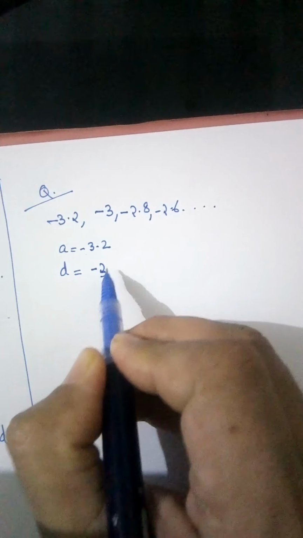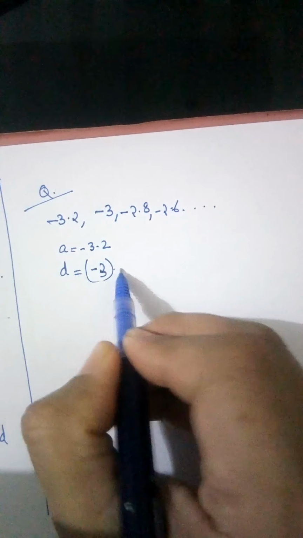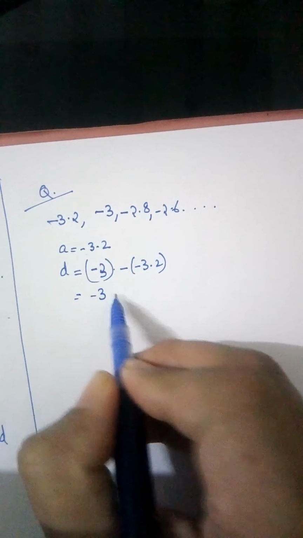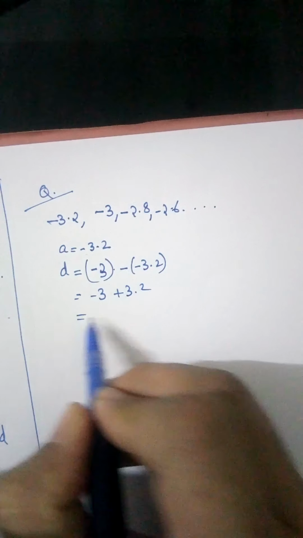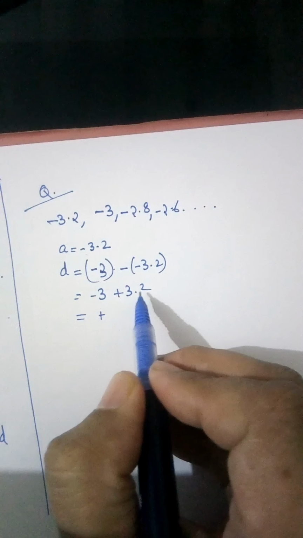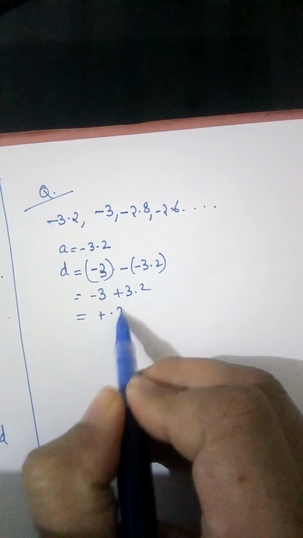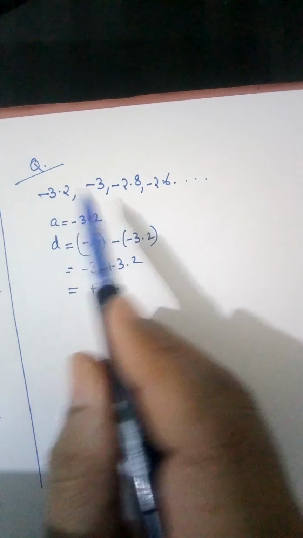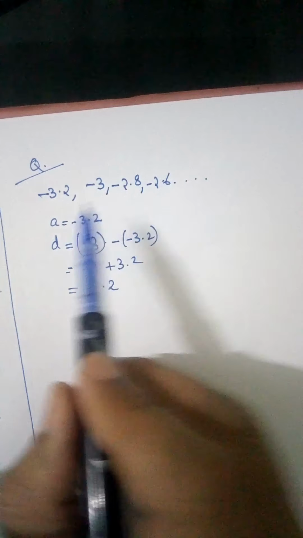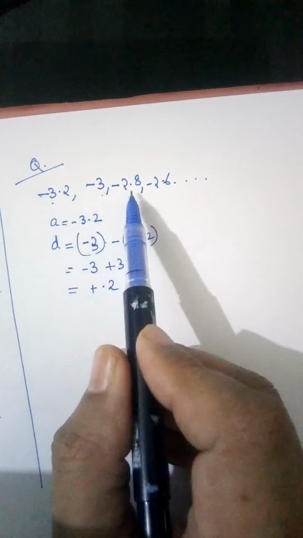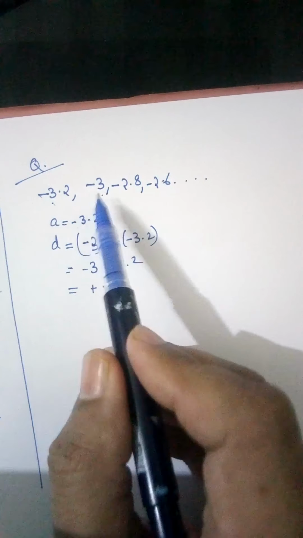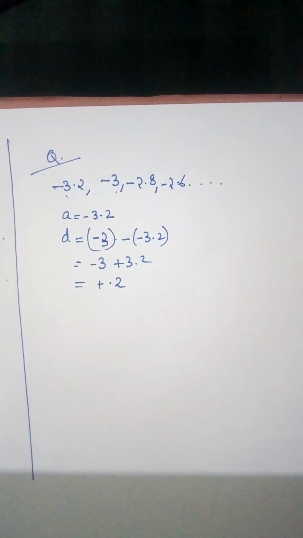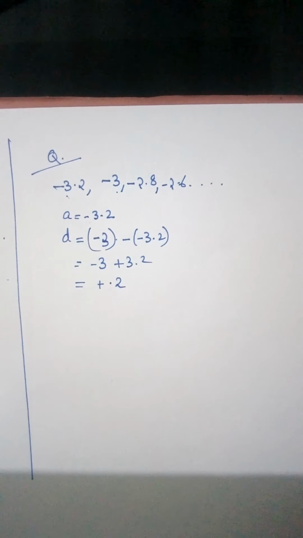Second term minus the first term, right? So minus 3 plus 3.2, sign of the bigger and the difference of the two. So this is the difference. So the terms are increasing by 0.2. As you can see, this is smaller, this is bigger. Negative numbers, no? They are getting incremented by 0.2. So this is how we calculate the first term and the common difference.